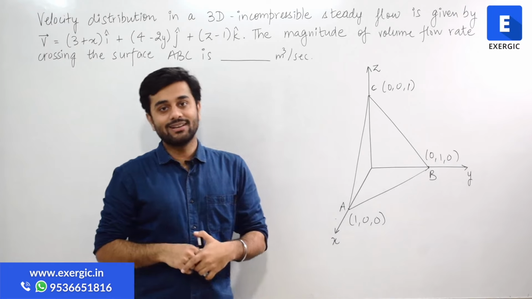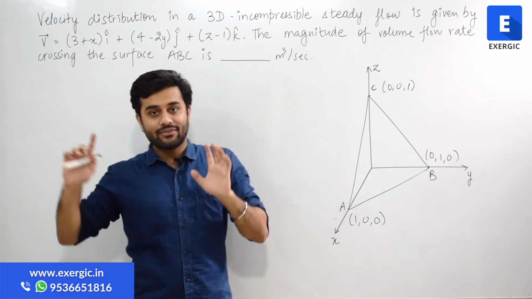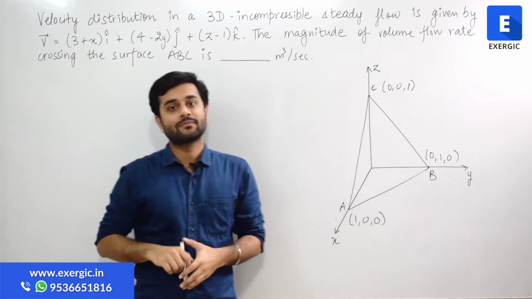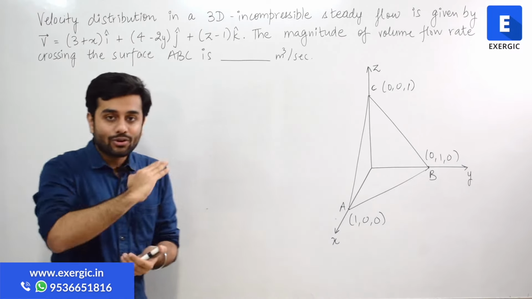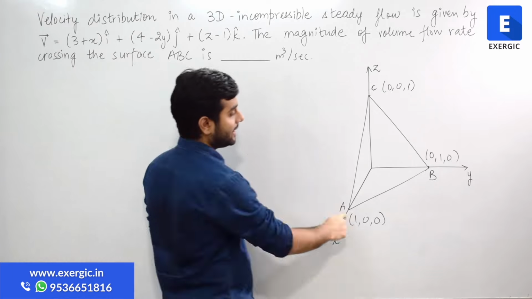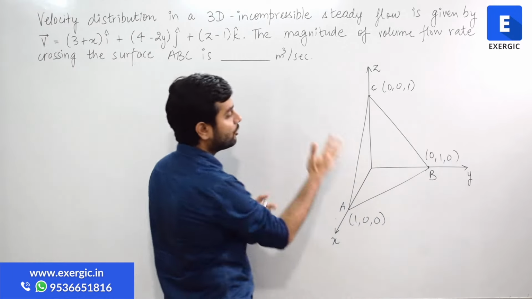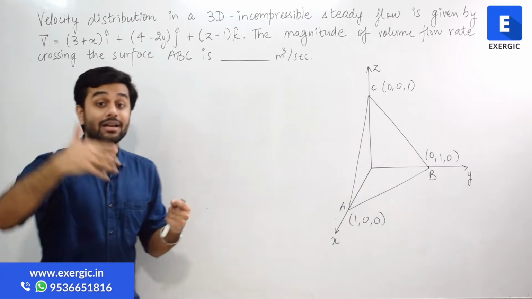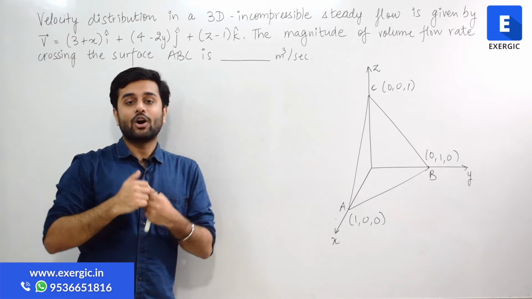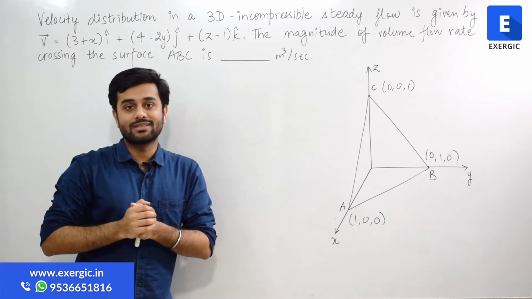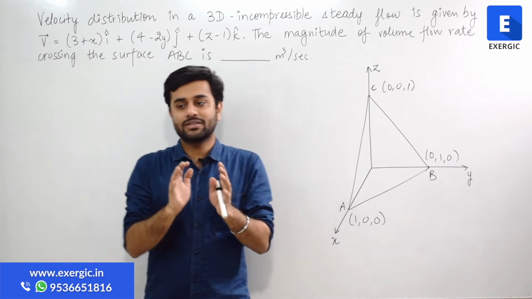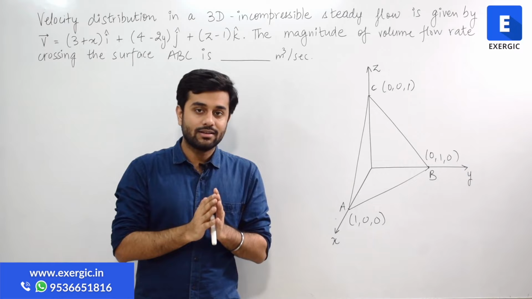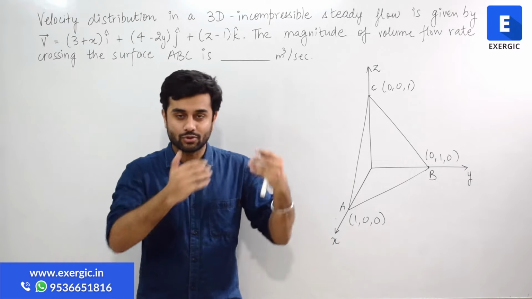And you have to tell that for this given velocity field, how much will be the volume flow rate crossing this area ABC. It's an area, right? How much volume flow rate will be coming out of this area, how much fluid will be flowing through this area per unit second. It looked like a question which is complicated, but trust me, it's a very easy, very simple question. I'm solving it.